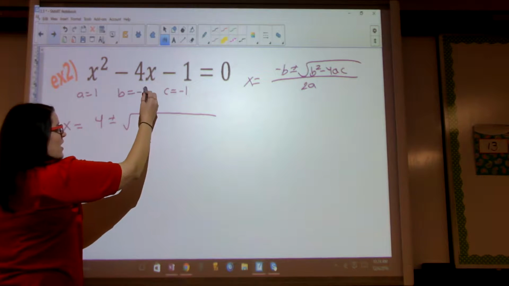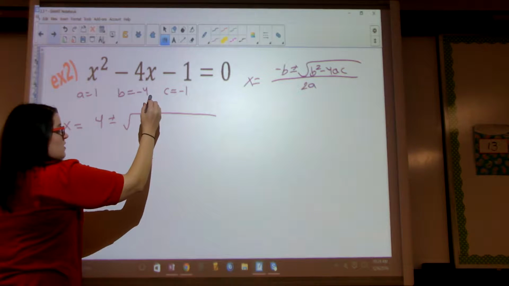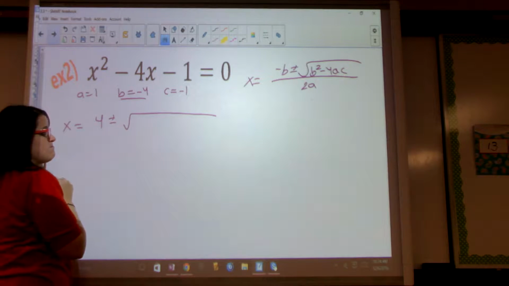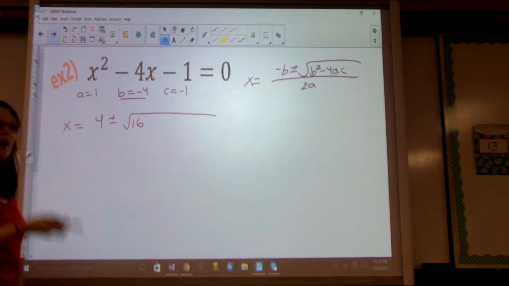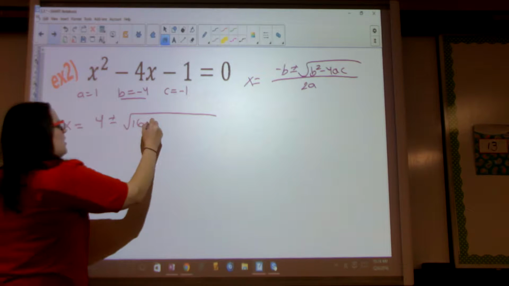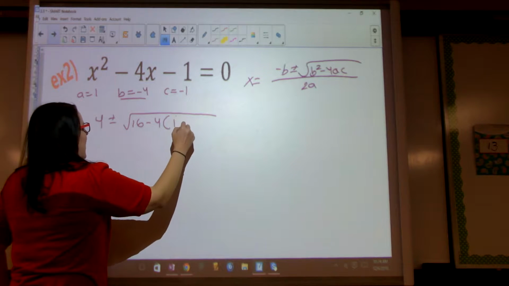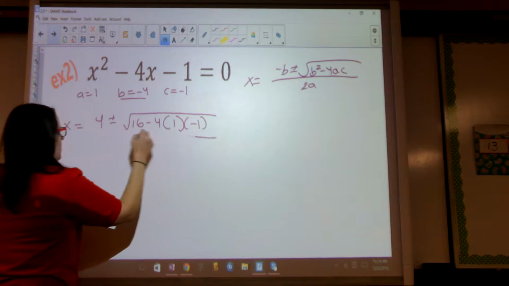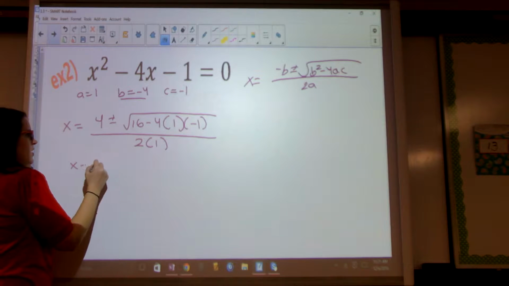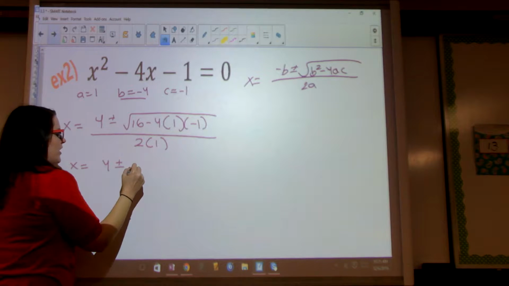Now, when I square that, what do I get? What do I get when I square b? 16. Always a positive number. When you square something, it's always positive. Always, always, always. Minus 4 times a times c, all divided by 2 times a. So I have 4 plus or minus.